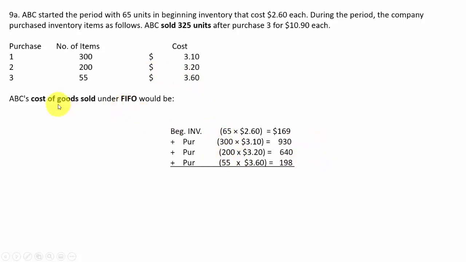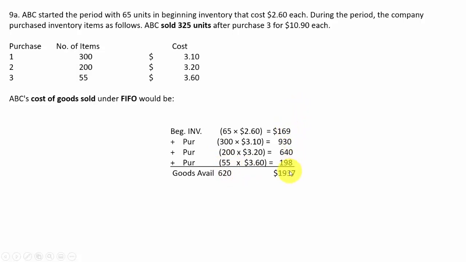And if you're trying to figure out cost of goods sold under FIFO, you're asking the question, if you sold 325 units, what did you sell? Well, you sold all of the beginning inventory, plus you sold most of these except for whatever it takes to get from 325 to 365, whatever that is. That looks like 40 units. So you sold all but 40 of these. All right, so you had available goods for sale, 620 units.